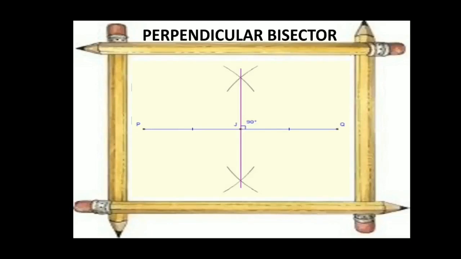So here we can say that this pink line is dividing the base line, the horizontal line, into two equal parts, and it is making 90 degrees with the horizontal line, and so we can say this pink line is the perpendicular bisector of this horizontal line. Okay. So now we will see how we will draw such perpendicular bisectors.